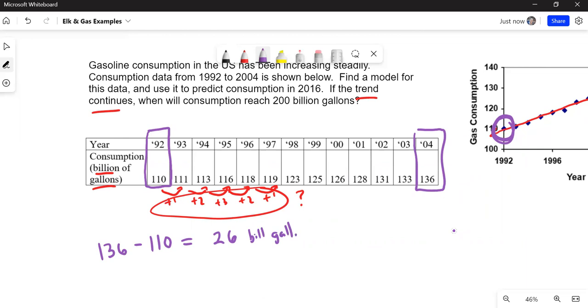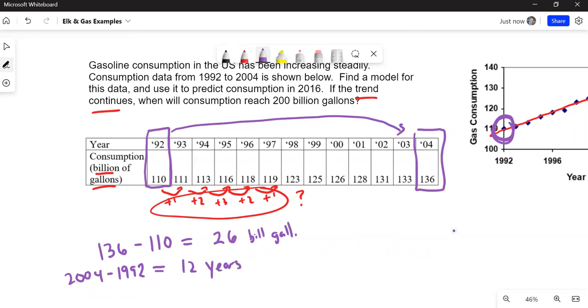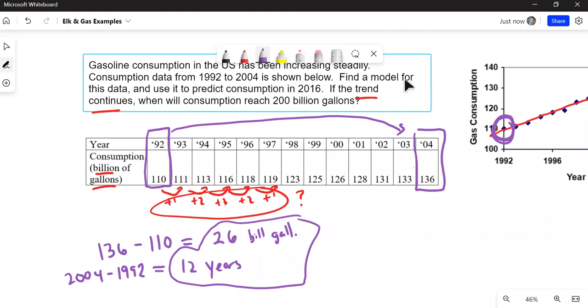Then the thing to realize is, how many years did that take? That was from 1992 up to 2004. If we figure out how many years that is, it's 12 years. It's easier to subtract than to count. You could count 1, 2, 3, 4, 5, 6, 7, 8, 9, 10, 11, 12, but that takes too long. So we have 26 billion gallons in 12 years. The average rate of change is 26 billion gallons divided by 12 years. So let's do that.